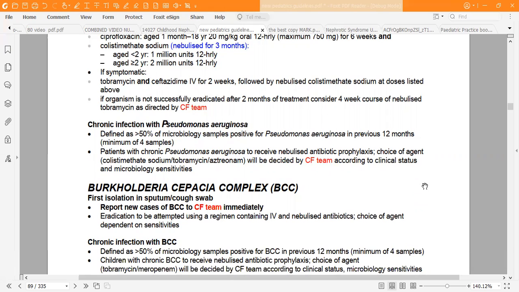The choice of medication, whether it's colistimethate sodium or tobramycin or aztreonam, will be decided by the CF team according to the clinical status and microbiology sensitivity. So everything you mention in a CF guideline, you have to mention the CF team. It's very crucial to mention in your station. If you have a CF patient, don't forget the CF team. Okay, so that's the chronic infection with Pseudomonas.